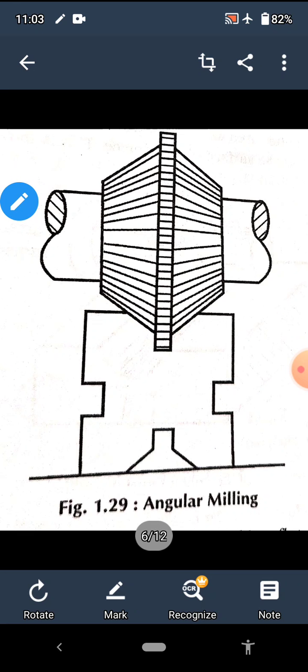In end milling, the cutter removes material with the help of teeth on its periphery as well as on its ends.